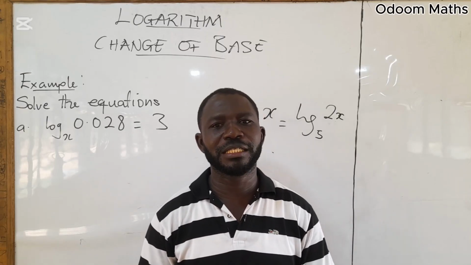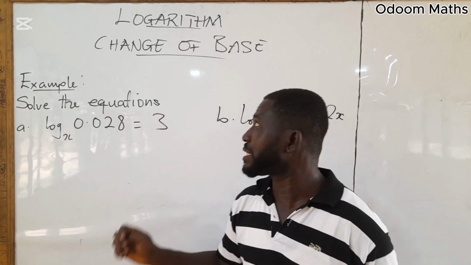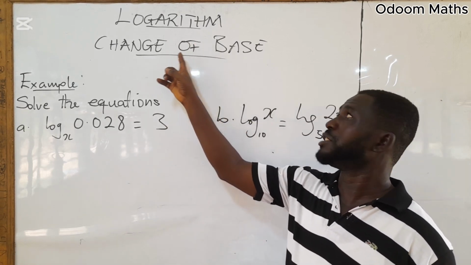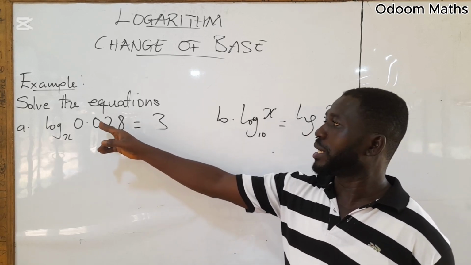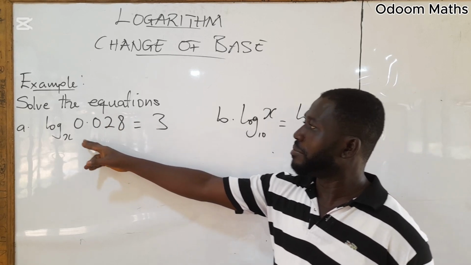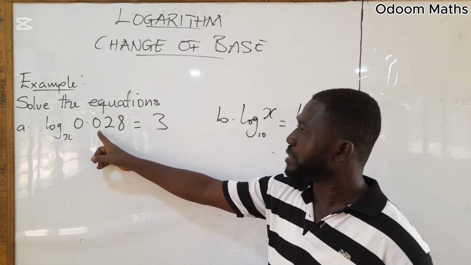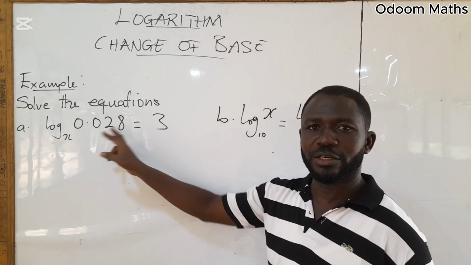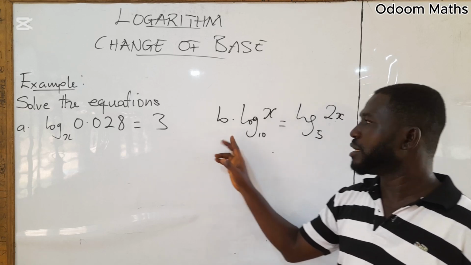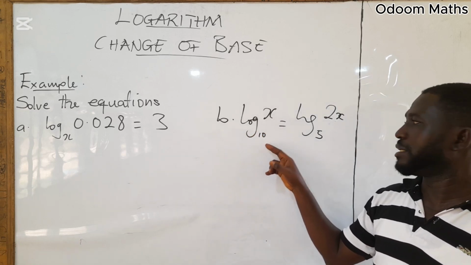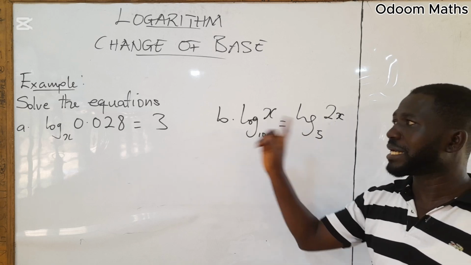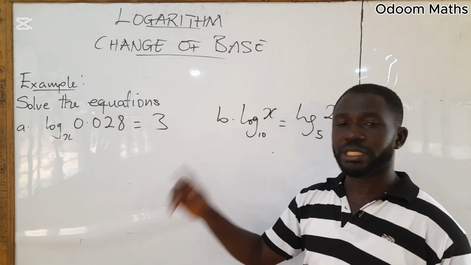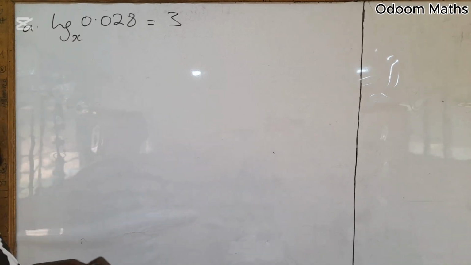This is Odumat. Today I want us to continue our discussions on logarithm change of base. So we are looking at these two examples. We have to solve the equations A, log 0.028 base x equals 3, and then B, log x base 5 equals log 2x base 10. Sorry, base 5. So let's look at how we are going to approach these two examples. Let's look at the first one.